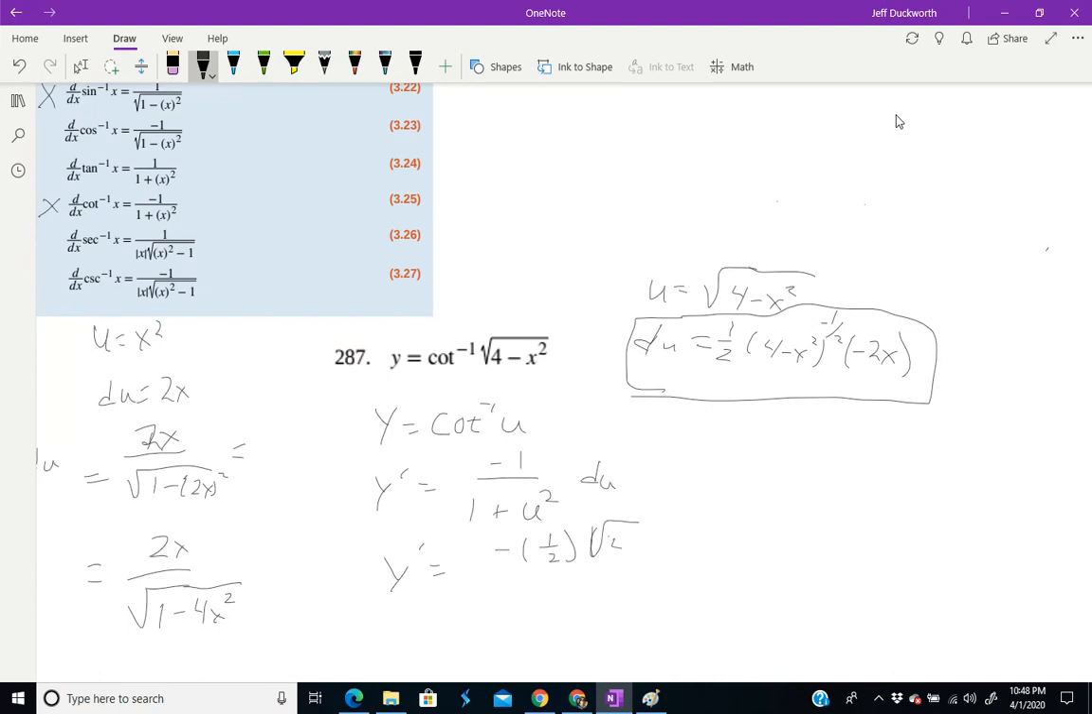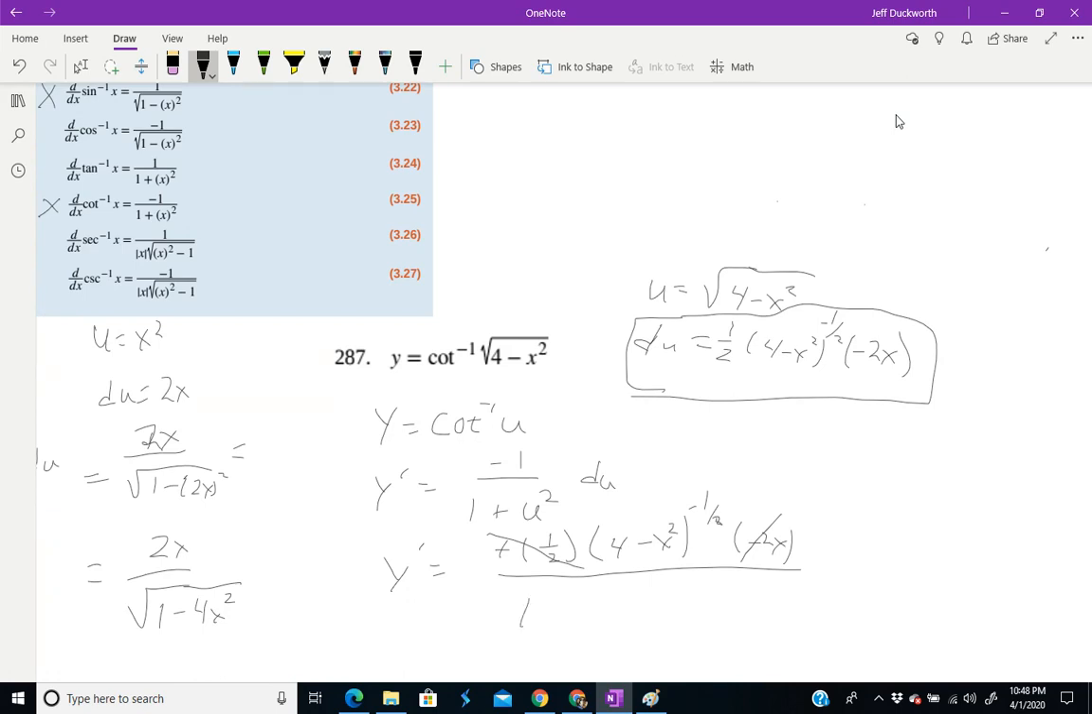square root of 4. I guess let's not do that. So 4 minus x squared to the negative 1/2 power. So we'll put that in the denominator in a minute. Times negative 2x. So our negatives are going to cancel. And in fact, the 1/2 and the 2 are going to cancel. So all of these go away. And we're left with just that thing in the numerator, which will end up in the denominator.